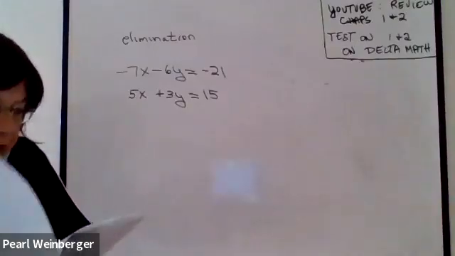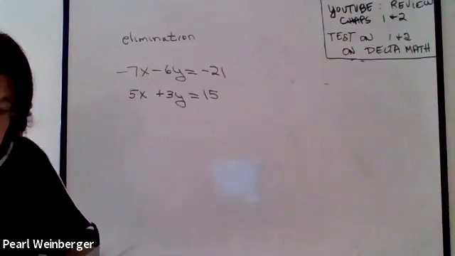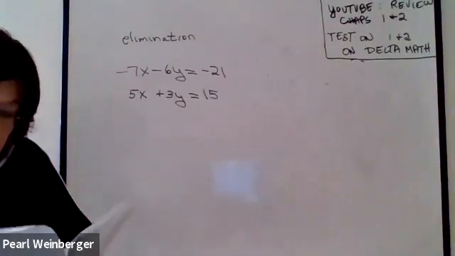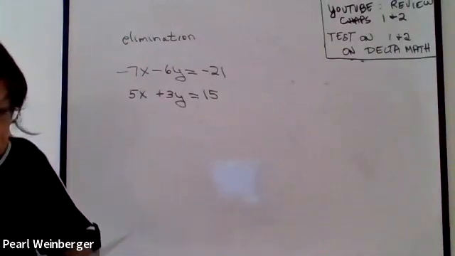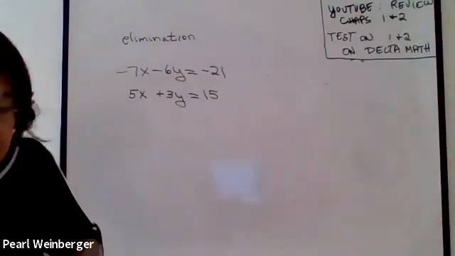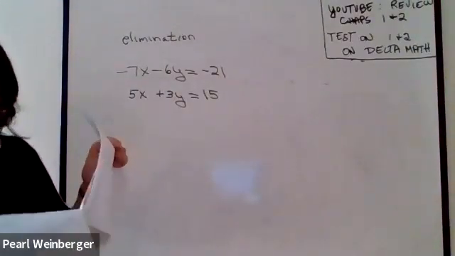By the way, this method is also sometimes called the addition method. I just want you to know that it could be called either the elimination method, because we're eliminating one of the unknowns, or the addition method, because we're adding the equations.